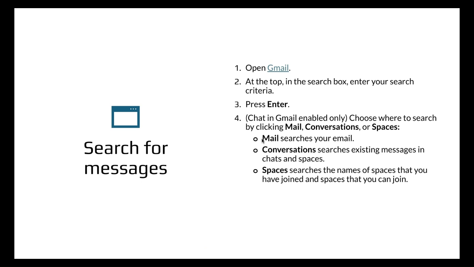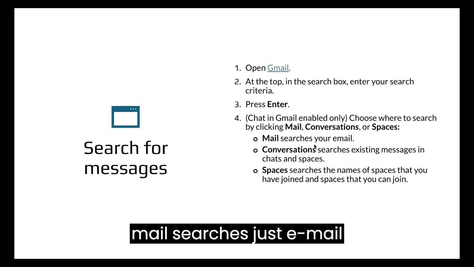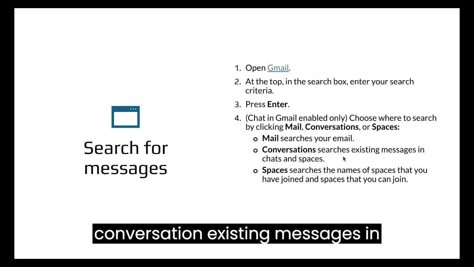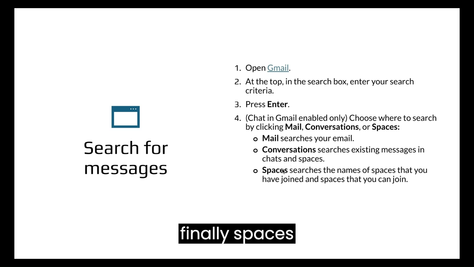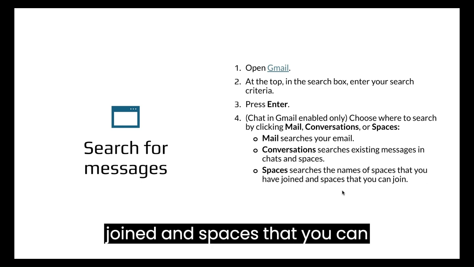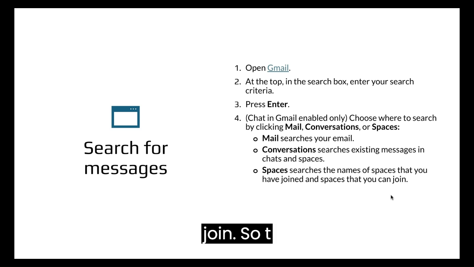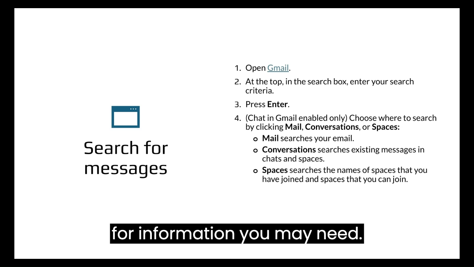So, as it is written here, mail searches just email. Conversation searches existing messages in chats and spaces. And finally, spaces searches the names of spaces that you have joined and spaces that you can join. So this function makes it easier to look for messages and for information you may need.